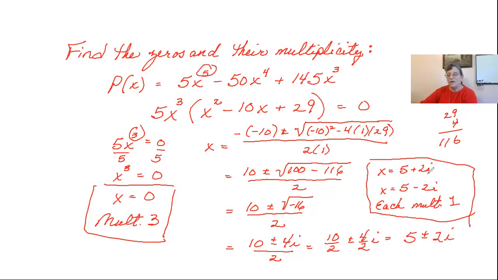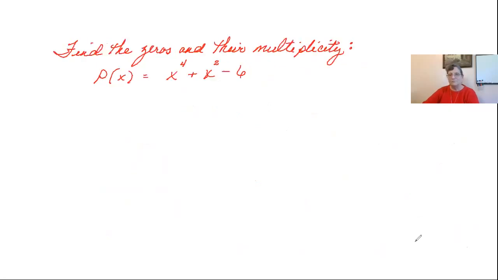Now these wouldn't be graphed, so the graph of this is only going to go through the point 0, 0 as far as x-intercepts. But if we're looking for zeros, then these still count. They're not x-intercepts, but they are zeros.